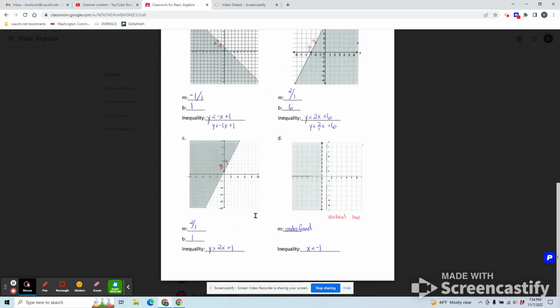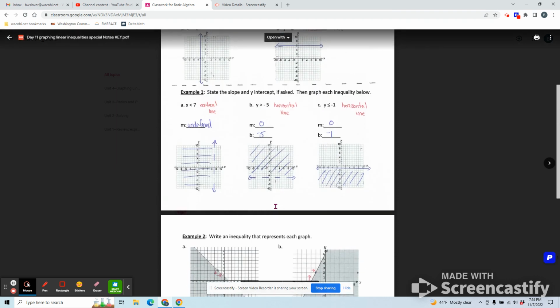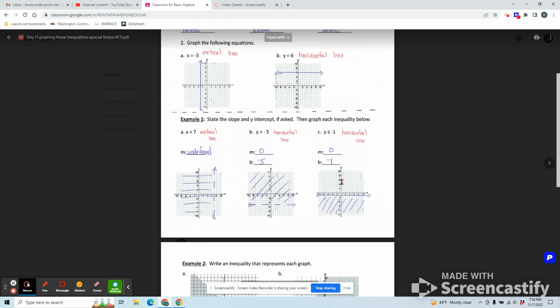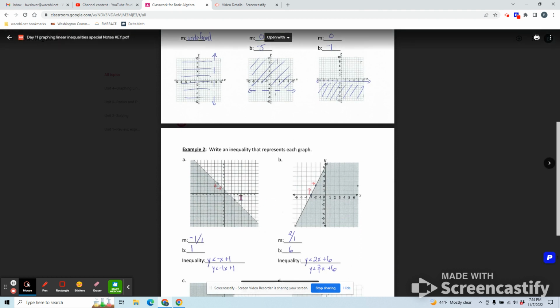So today we focused on special cases. Graphing vertical and horizontal was the main focus, and then working backwards.